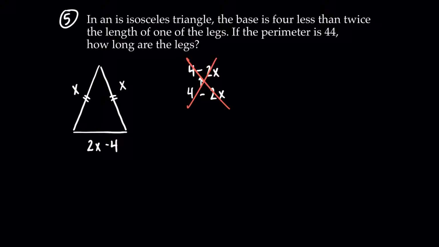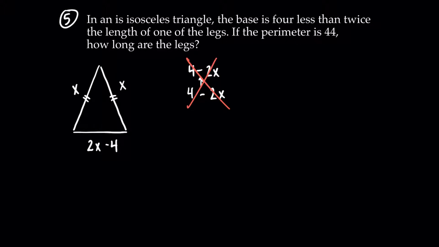Whenever I solve problems, I'm always like, wait, okay, where am I? What am I supposed to be doing? Okay, how long are the legs? So right now I'm trying to figure out how long these two sides are here. That's my goal. What else do I know? All right, it's an isosceles triangle. We got that. The base is 4 less than twice the length of one of the legs. We got that. Here we go. We have not used this information yet. The perimeter is 44. Would that be helpful?